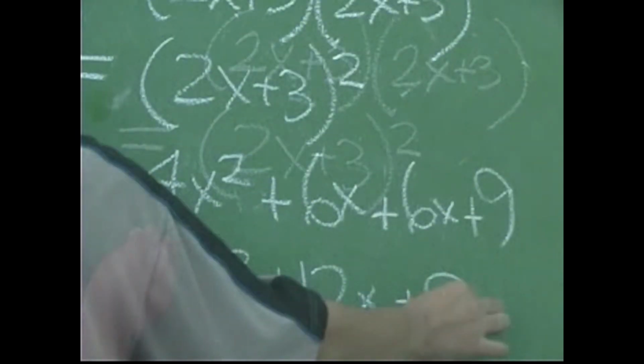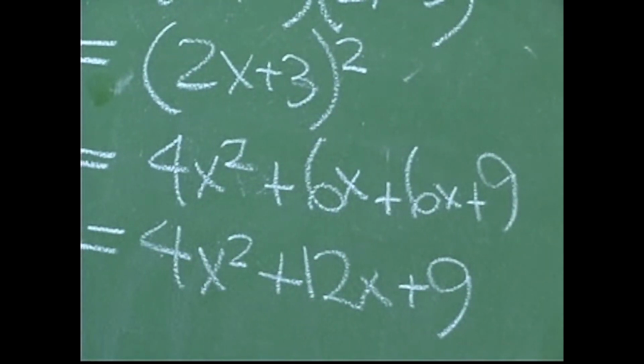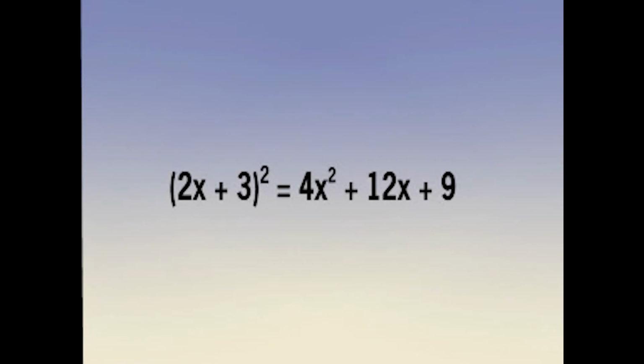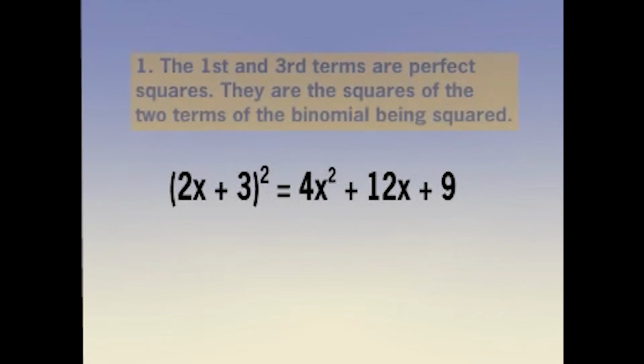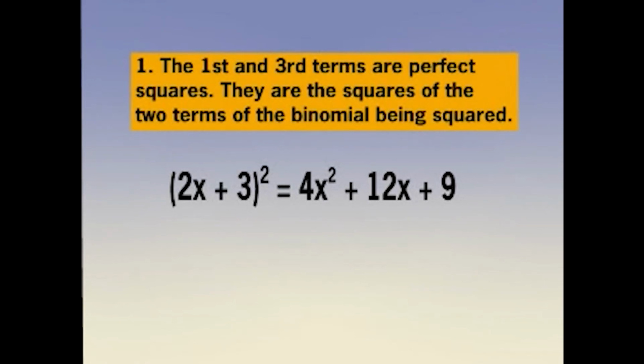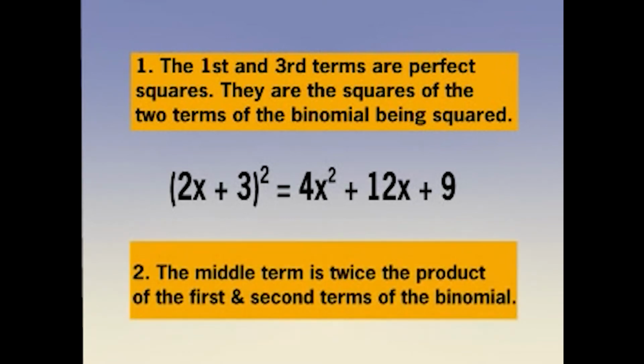And if we apply the FOIL method, we notice something special. The resulting trinomial has special characteristics. These are: number 1, the first and third terms of the trinomial are perfect squares. They are the squares of two terms of the binomial being squared. Number 2, the middle term is twice the product of the first and second terms of the binomial.